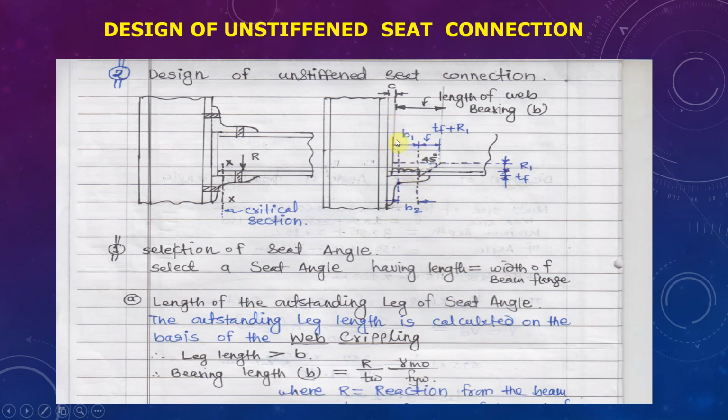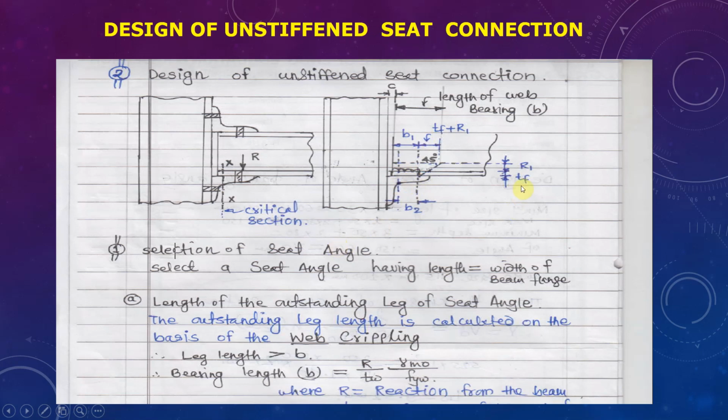The distance between the end of the beam and the flange of the column is called the gap. That gap is a clearance, called C. Here B1 is the width of the seat angle, where our reaction R is transferred from the beam, whereas B2 is the cantilever span of the seat angle, which will resist the bending moment coming on it. Therefore the thickness of this angle is based on the bending moment of this cantilever portion.